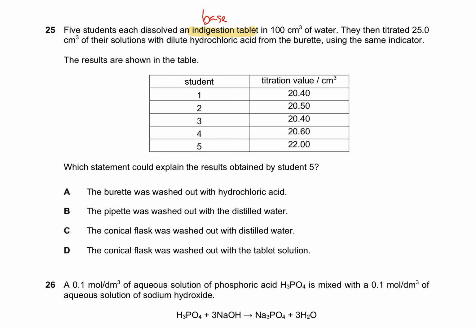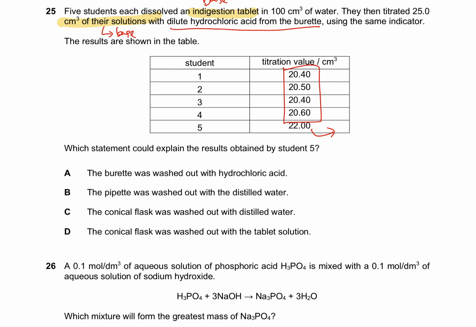So 25 cm³ of their solutions. This is the base or the alkali, with acid from the burette. So this is very important that the acid comes from the burette, and the indicator is the same. So the values you can see are all around 20.5, and then suddenly number 5 we use 22.